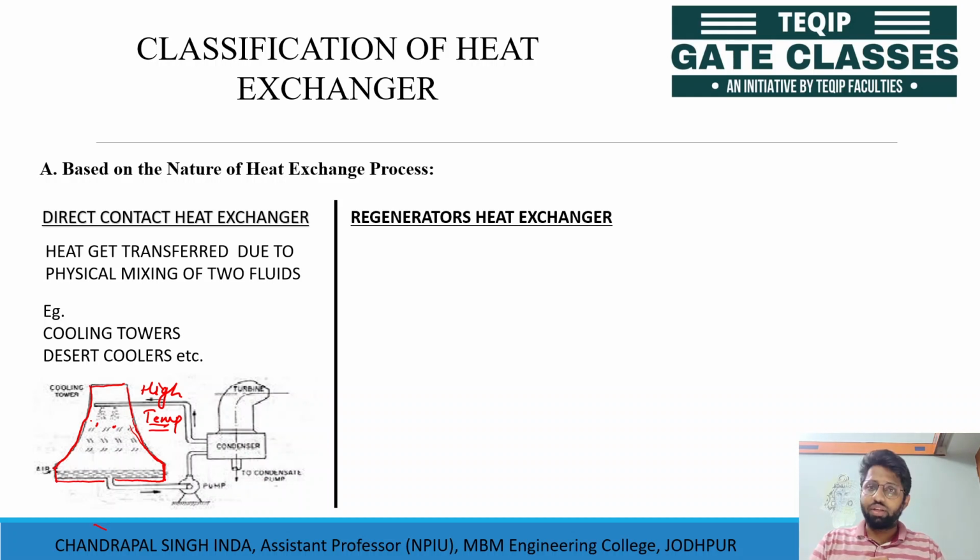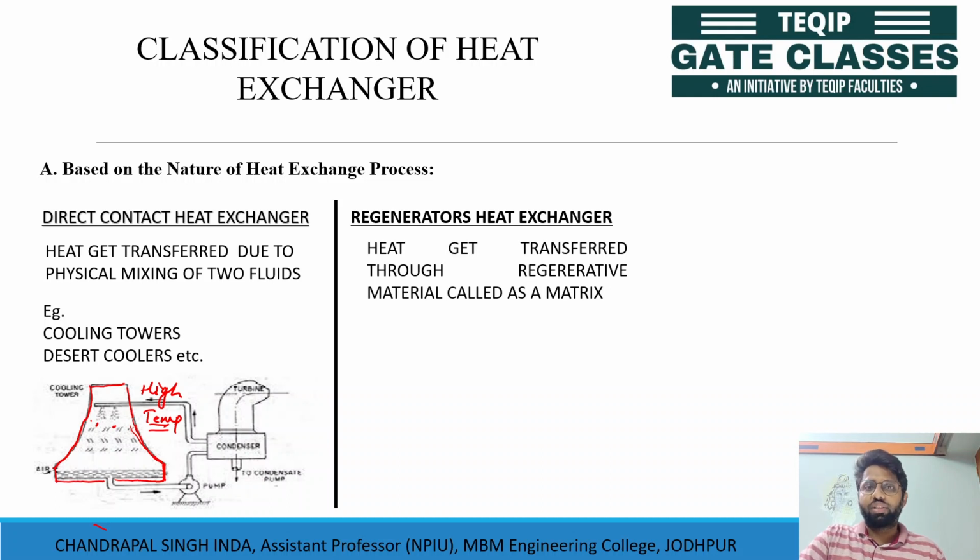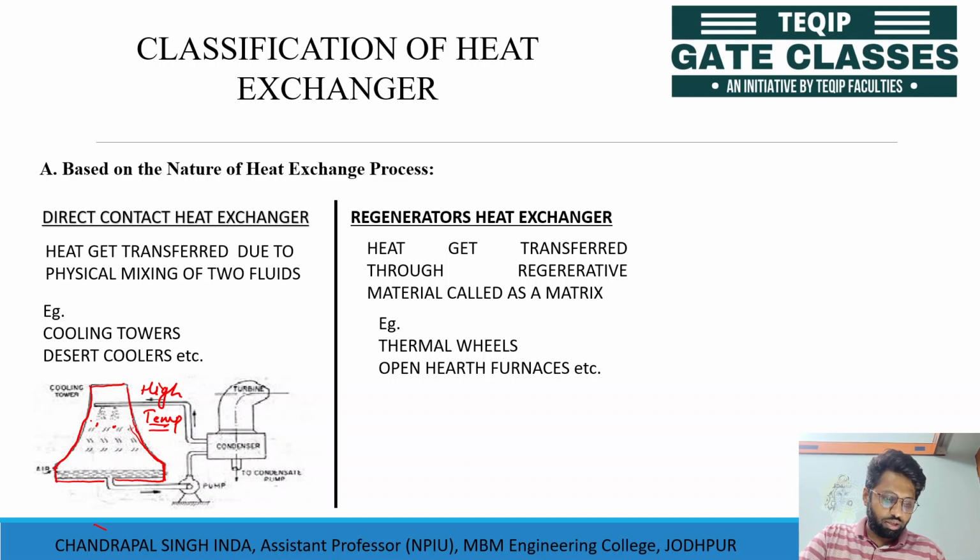So this is how it works, and the performance of this type of heat exchanger depends upon the matrix material. If the matrix material has a high heat storage capacity, in that case the performance of that type of heat exchanger is good. So definitely the performance will depend upon this type of material. An example of this type of heat exchanger is the heat wheel, also called thermal wheels, or open hearth furnaces.